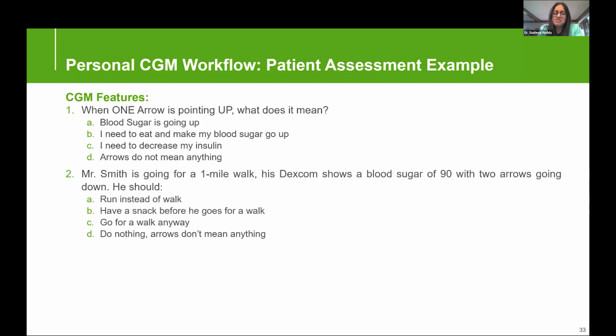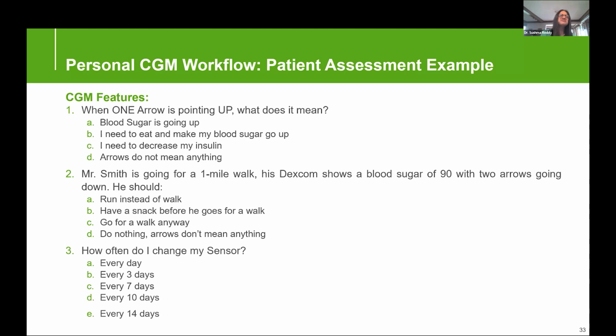And then we did this one. Mr. Smith is going for a 1-mile walk. I just used Dexcom as an example. You could use Libre, whatever you want. It shows a blood sugar of 90 with two arrows going down. And I was amazed that people gave all different answers. Not everybody thought that he should have a snack before he goes for a walk. So again, it's important that your patients know what those arrows mean so that you're preventing hypoglycemia.